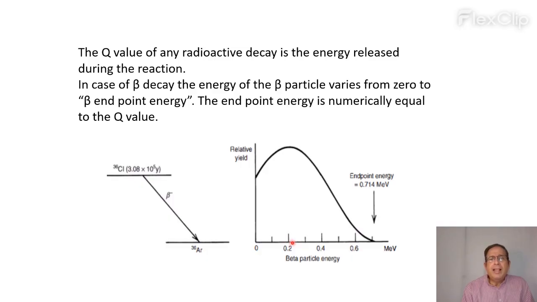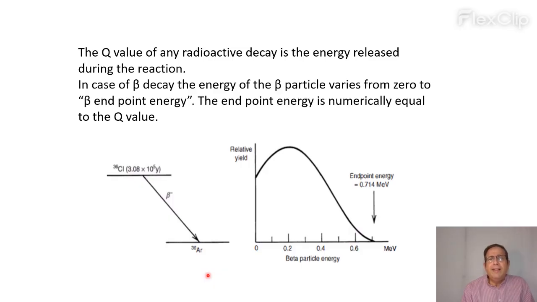You can see the maximum number of particles, which is the maximum yield, has energy between 0.2 and 0.3 MeV. So why is it so? Why is it that the total energy is not given to the beta particle? It is simply because another particle, the antineutrino, is also emitted, and so it shares the total energy with the beta particle. Some of the total energy emitted in the decay process goes to the beta particle, and some goes to the neutrino or the antineutrino.